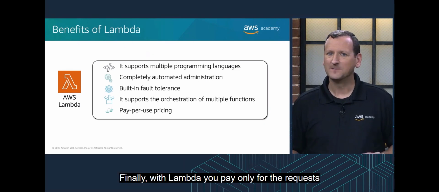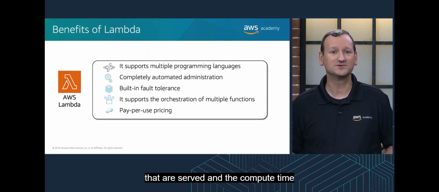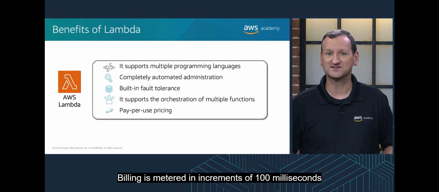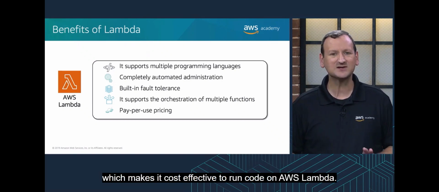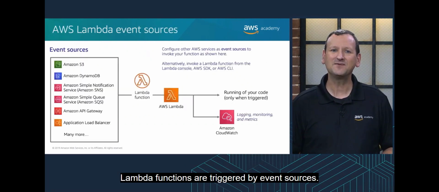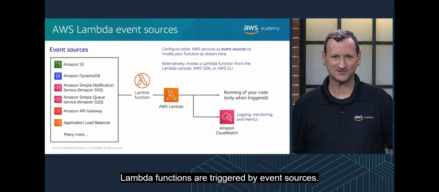Finally, with Lambda, you pay only for the requests that are served and the compute time that is required to run your code. Billing is metered in increments of 100 milliseconds, which makes it cost-effective to run code on AWS Lambda. Lambda functions are triggered by event sources.